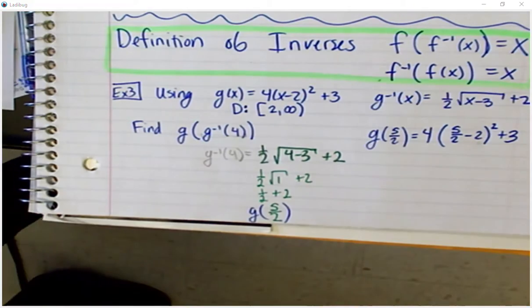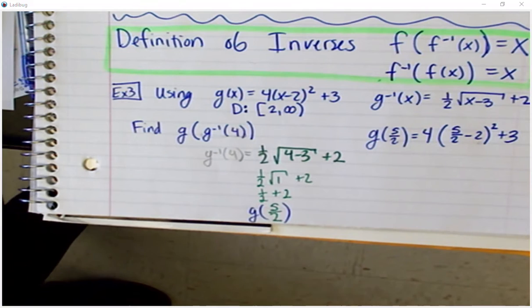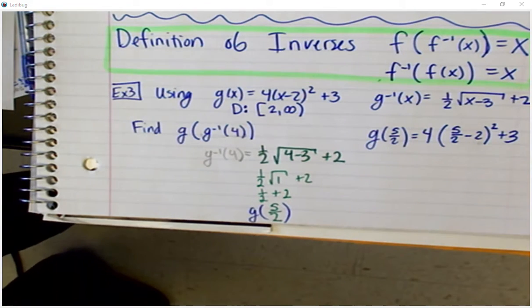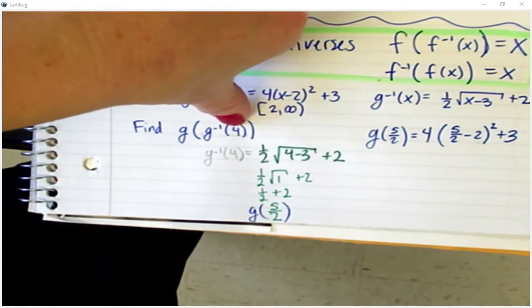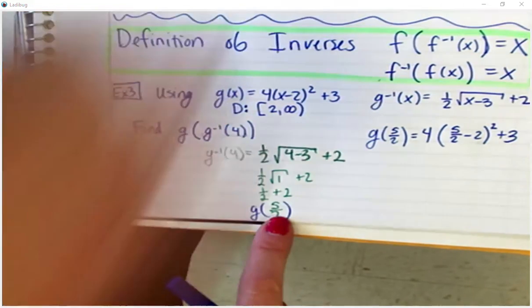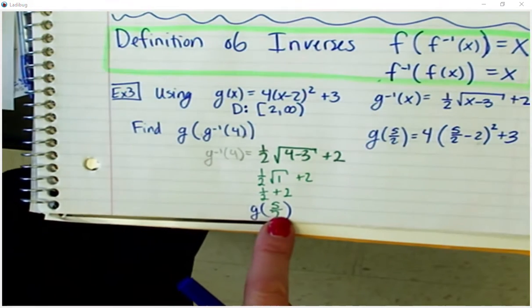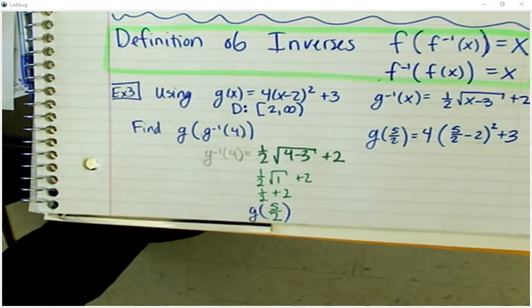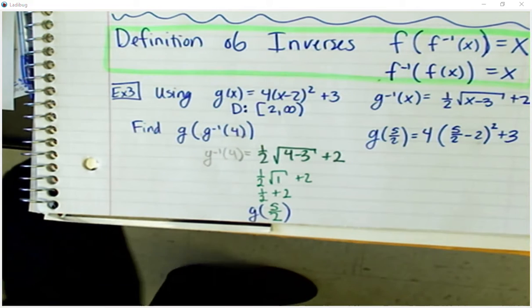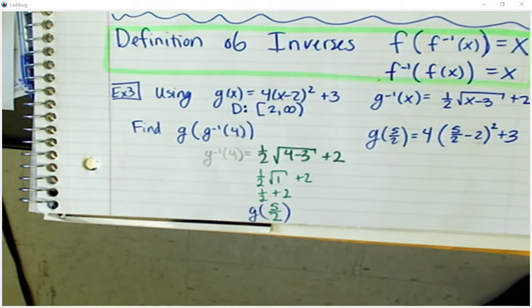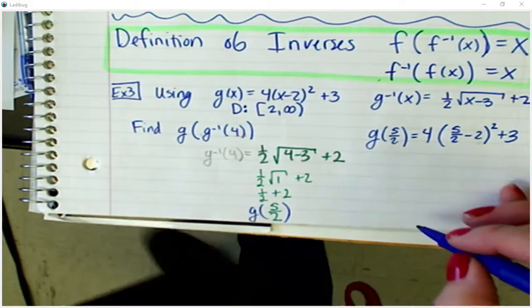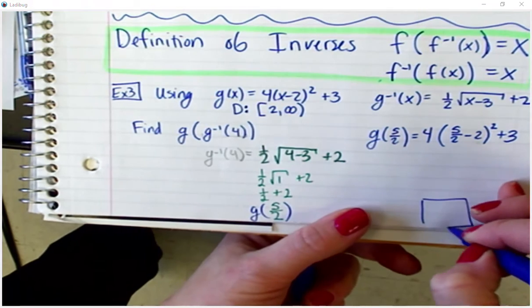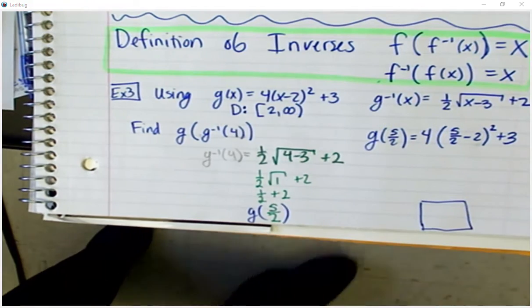I'll give you a little minute. It's basically you plug in twice, right? You start on the inside and you plug in 4. You get your result. Then you plug the result into G. Composition is just substitution. See what you get. I already know the answer, but see what you come up with.